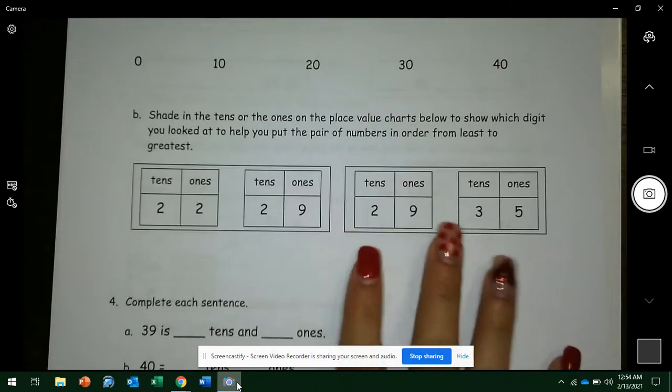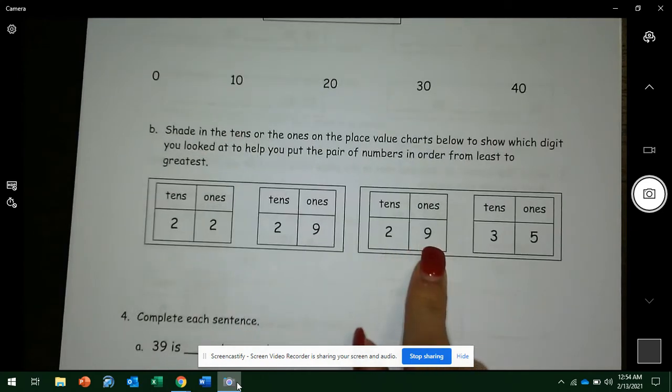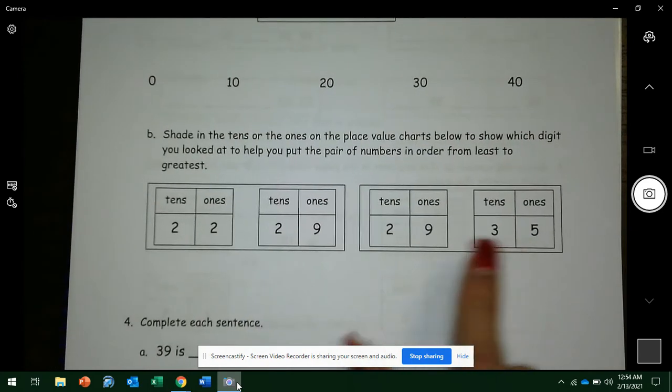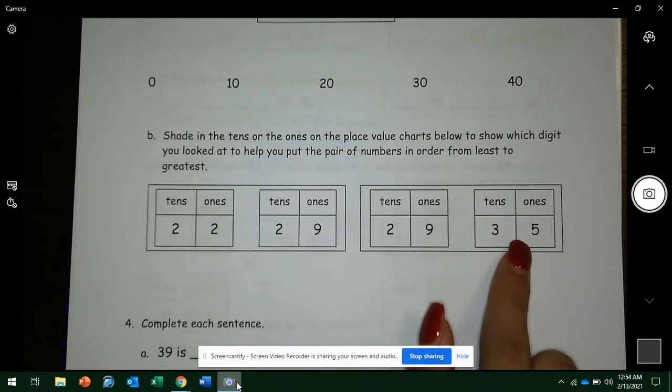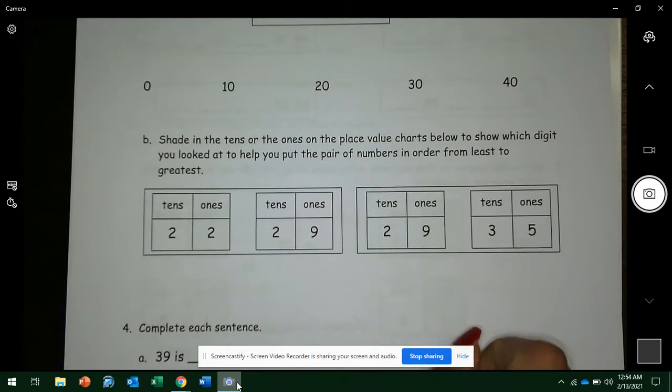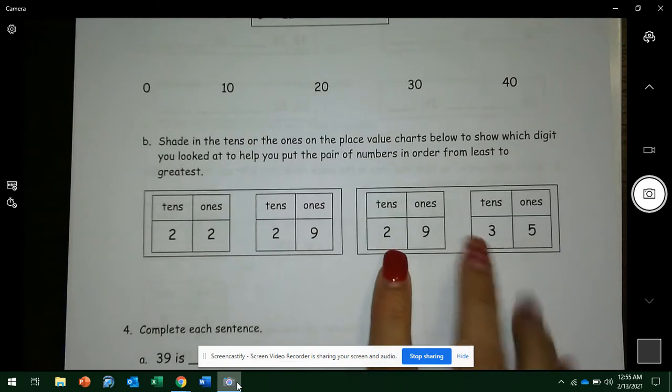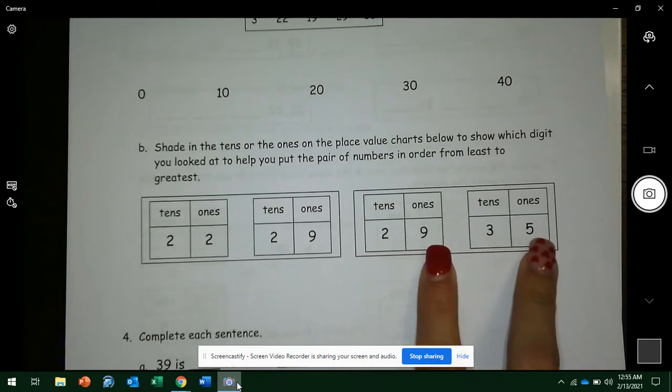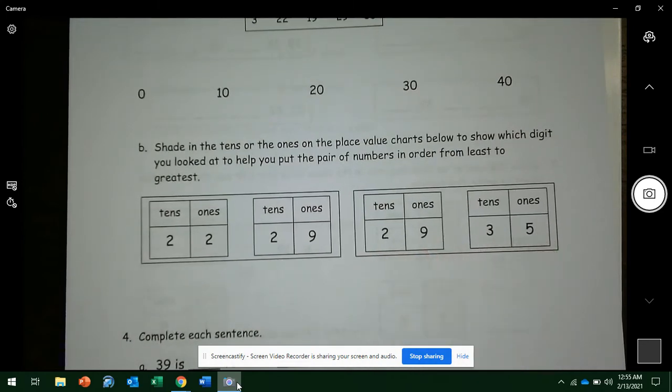Look at the second box. You have 2 tens, 9 ones, 3 tens, 5 ones. So you have number 29 and 35. Which number is greater? Get ready. Okay, so what helped you decide which one was greater? Did you look at the tens or did you look at the ones? Shade in or circle the place value that helped you decide which number was greater.